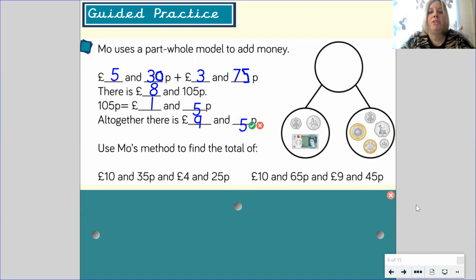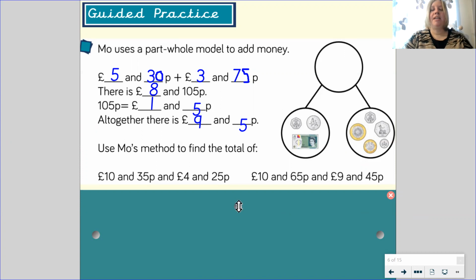I want you to pause your video now and have a go at using Mo's methods to find the total of £10 and 35p and £4 and 25p. Once you've had a go at that one, I also want you to have a go at this calculation. £10 and 65p and £9 and 45p. Remember to follow the steps that Mo used to help you to find the total. Pause your video now.